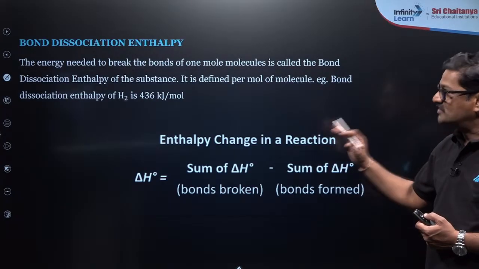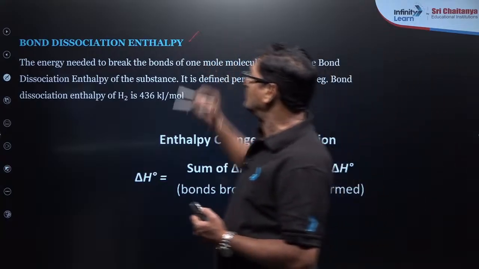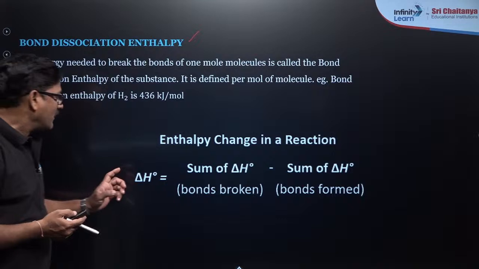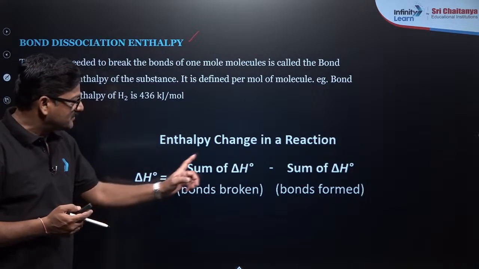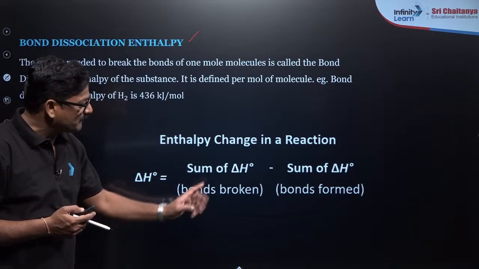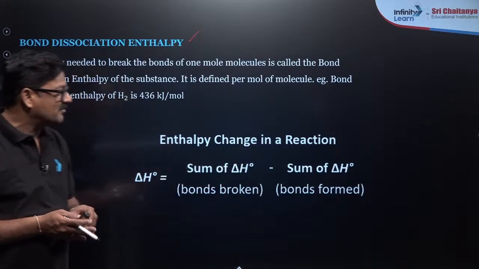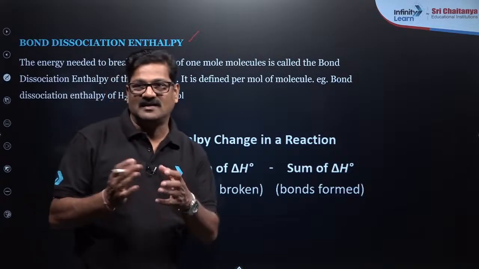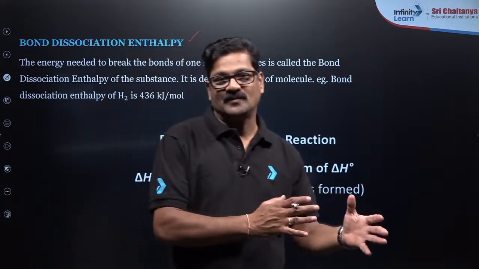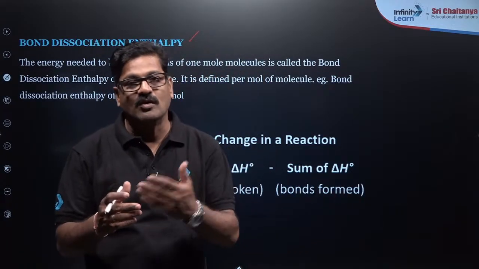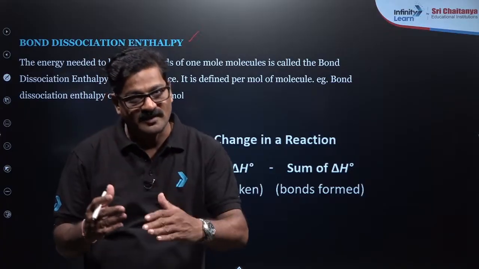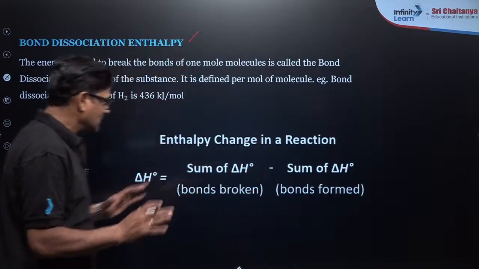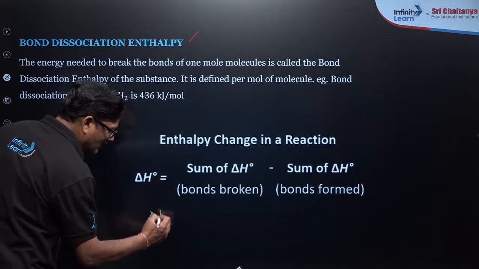So the more the bond dissociation enthalpy, the stronger the bond and the more stable it is, and it is defined per mole of the molecule, like the bond dissociation energy of hydrogen is 436. So the enthalpy change of a reaction can be calculated based on bond dissociation enthalpy. I have said this before. So delta H is equal to the sum of the enthalpies of the bonds broken minus the sum of the enthalpies of the bonds formed. In a chemical reaction, reactant is converted into product. During this process, old bonds in the reactant have to be broken and new bonds in the product have to be formed.